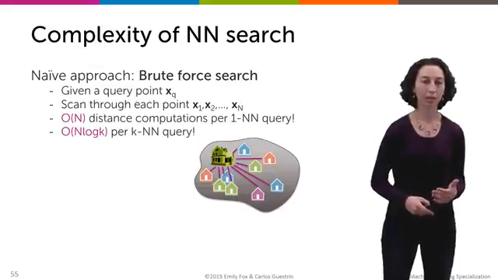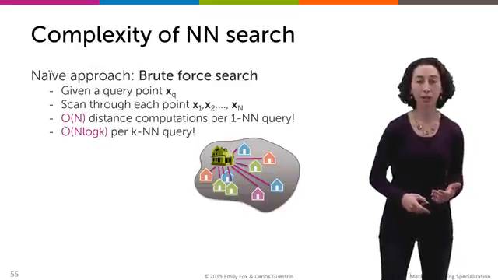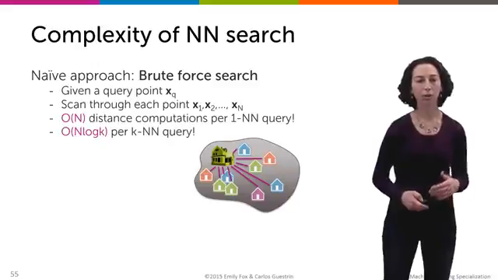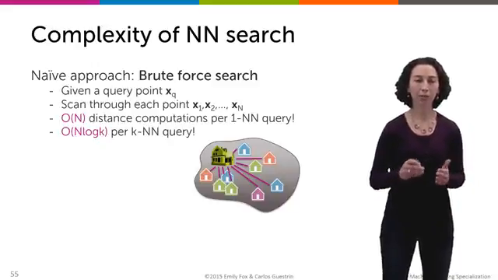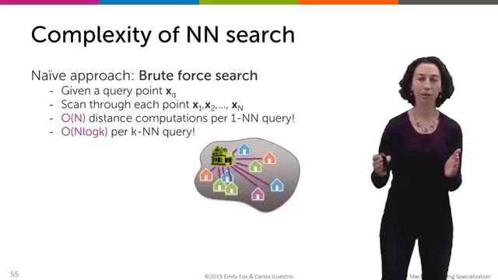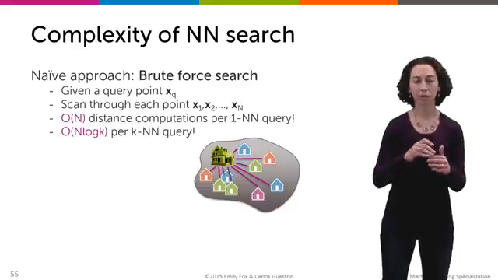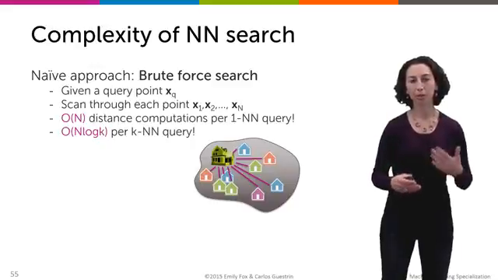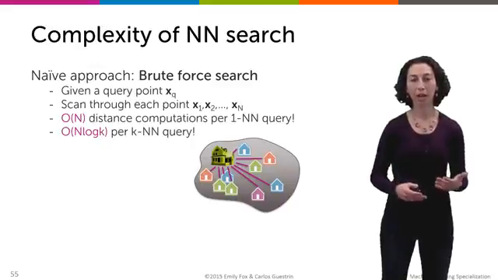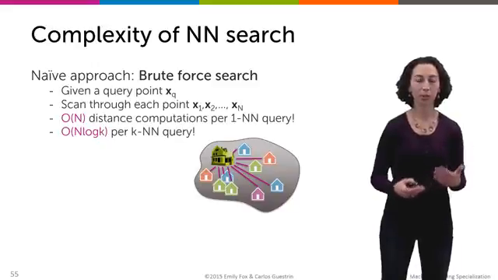And so that has complexity that's linear in the number of observations that we have. Or if we want to do our k-nearest neighbors approach, we have to maintain a list of the k-nearest neighbors. And if you do this in this sorted queue that we've talked about, then you can do this search in order n log k. But both of these, either for our one nearest neighbor or k-nearest neighbor, have complexity linear in the number of observations we have.